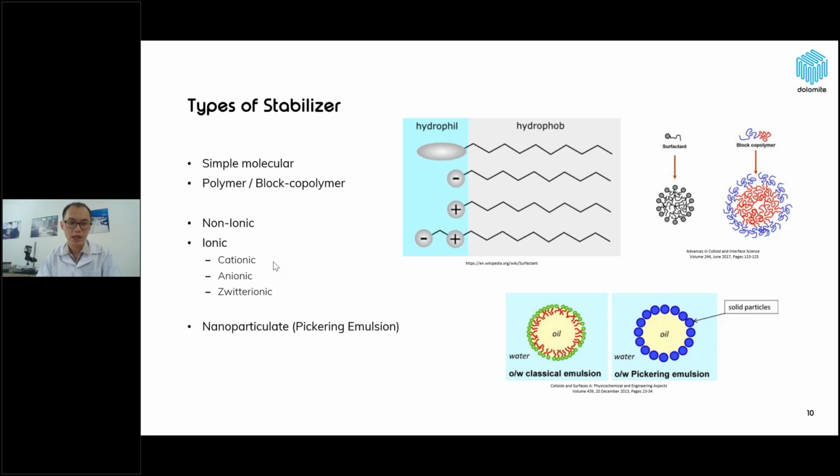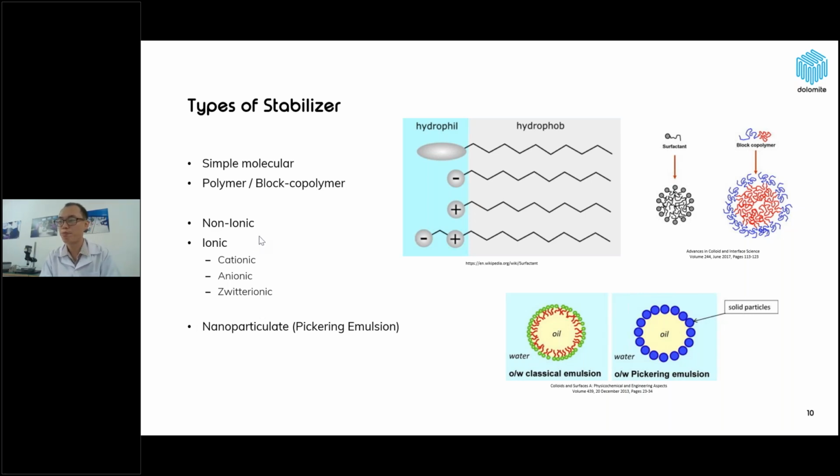as a surfactant. Another type is non-ionic, which means there is no charge at the hydrophilic end of the surfactant. It could be ionic, which is cationic, with a positive charge at the hydrophilic end of the surfactant, or anionic, which has a negative charge at the hydrophilic end. Or it could be zwitterionic, which has both positive and negative charge at the hydrophilic end.